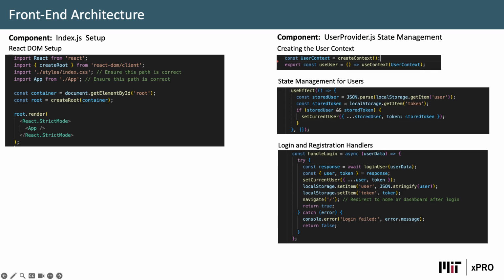Index.js setup. This snippet shows how I linked my React app to the DOM and set up the root rendering using React 18's createRoot. UserProvider.js state management, creating the user context. This part sets up the user context and a hook to access the context throughout the app.